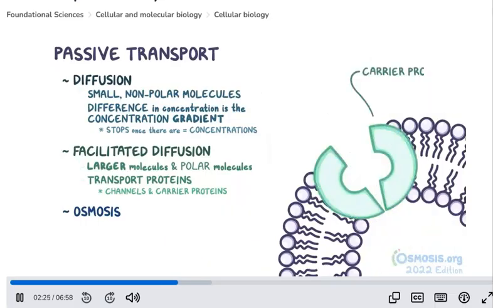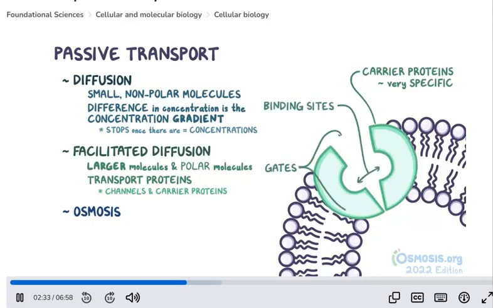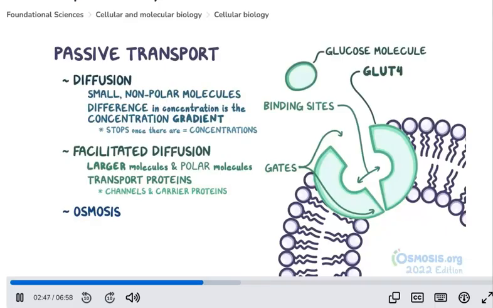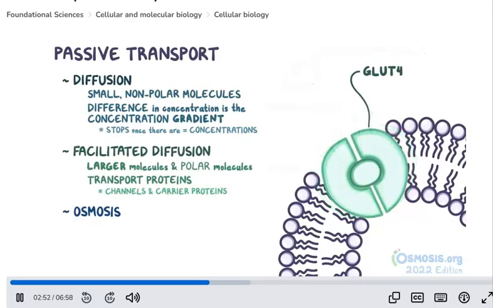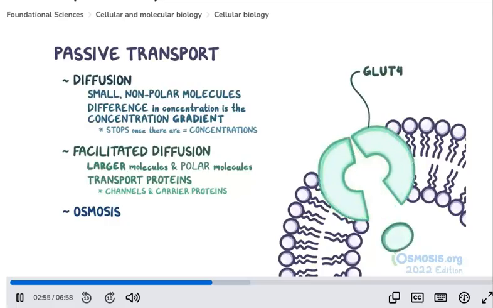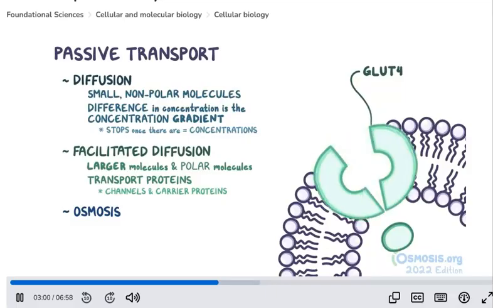In contrast, carrier proteins are very specific. They have special binding sites that only allow certain molecules to bind to them, and they also have gates at both ends, which open sequentially. An example of a carrier protein is the glucose transporter protein called GLUT4. By default, the transporter is open to the outside, waiting for a glucose molecule to float by. When a glucose molecule binds to a special site within the transporter, the outer gate closes, and the inner gate opens. The glucose then unbinds and floats freely into the cell, while the transporter will reset, waiting for the next glucose molecule.